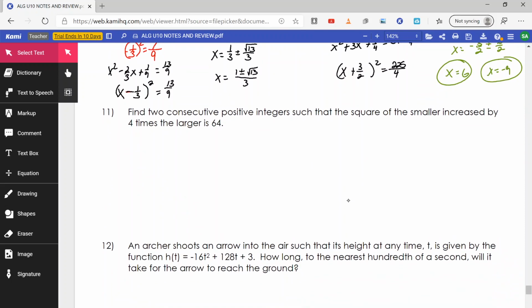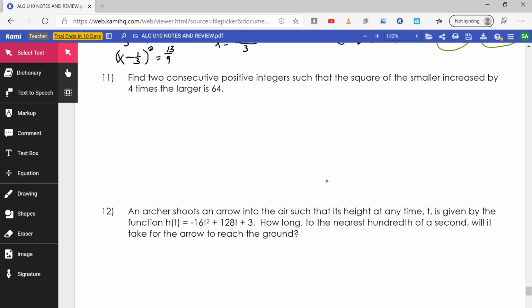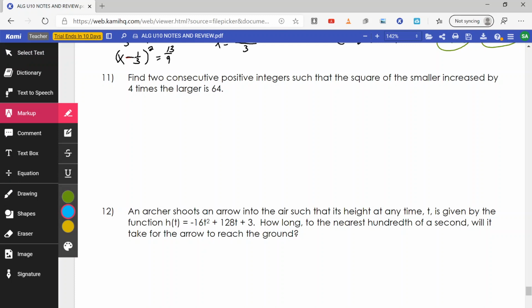And we can use any one of these processes in order to solve word problems. So like this one: 2 consecutive positive integers such that the square of the smaller increased by 4 times the larger is 64. So we have to break this down into what we have. We know we have 2 consecutive positive integers, and the square of the smaller increased by 4 times the larger is 64.